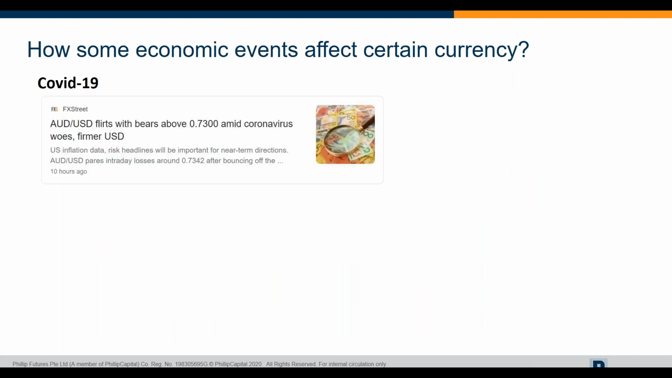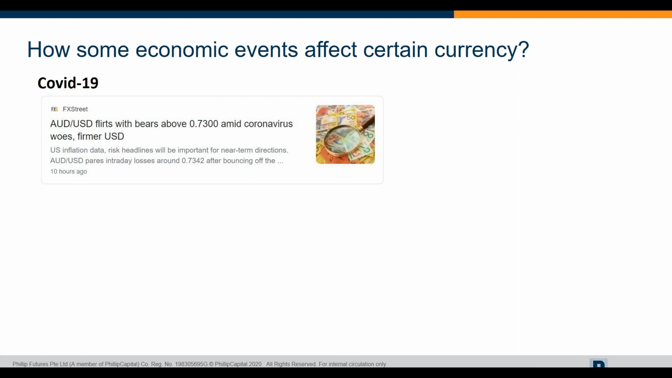Okay, so let's look at some of the headlines to see the relationship between the currency and some of the fundamental events. So the first title, the AUD USD flirts with bears. For those of you who don't know, bull and bear: bear means it is going down. We believe that the price is going down, and bull means it is good for the price, it's going up. So this title is saying that the AUD USD is going down amid the coronavirus.